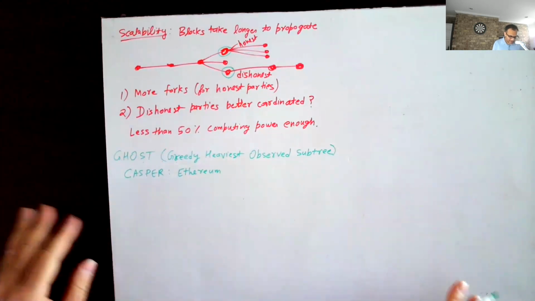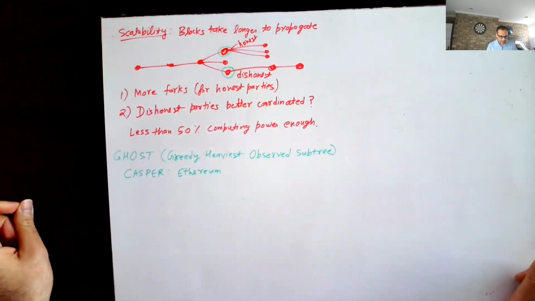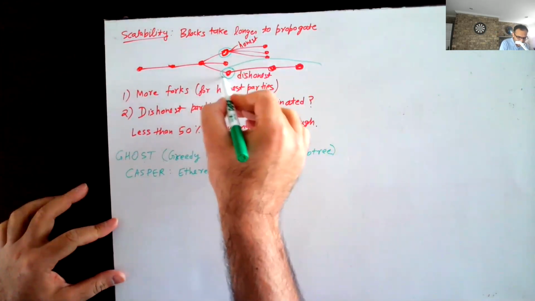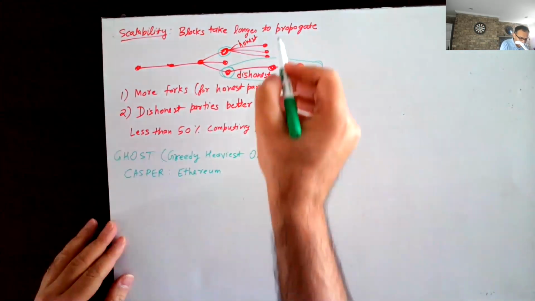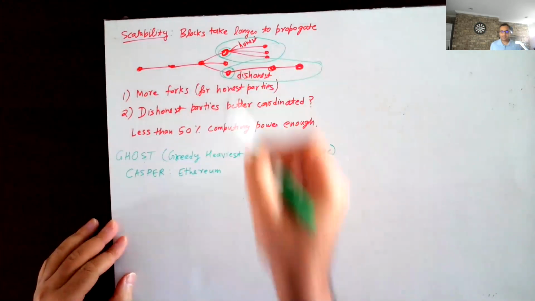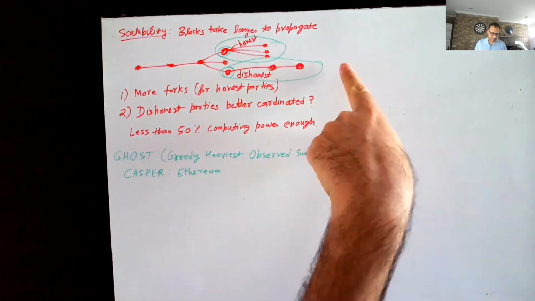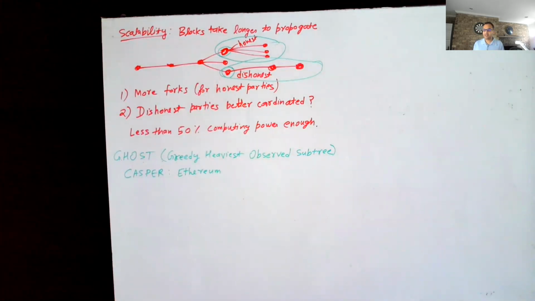Okay, so let's go back to the problem of scalability. You see that if the dishonest parties are successful, they will have a longer chain but with fewer forks, right? On the other hand, honest parties might have a lot more forks but a smaller chain. Okay, so why choose the longest chain? Why not choose a chain which might have a lot of forks but maybe shorter?